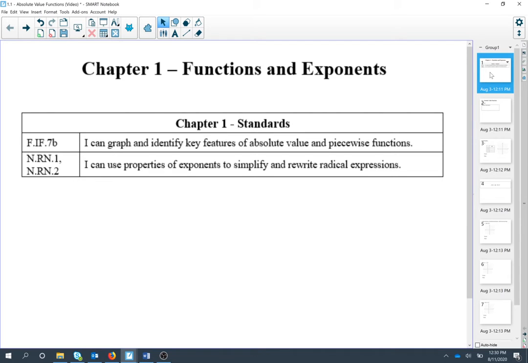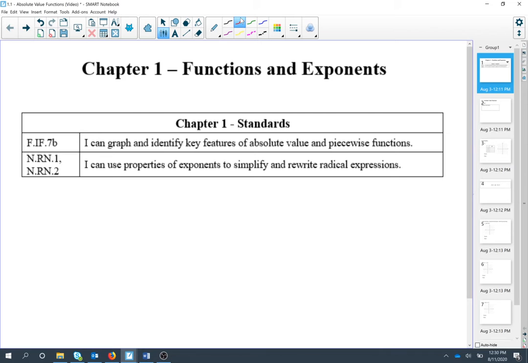Hello, everybody, and welcome to Chapter 1, Functions and Exponents. In this chapter, we will be focusing on two different standards. Our first standard is F.IF.7b, which is I can graph and identify key features of absolute value and piecewise functions. And that's actually like the first part of this chapter.